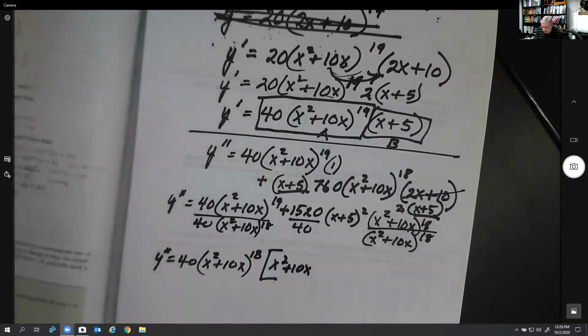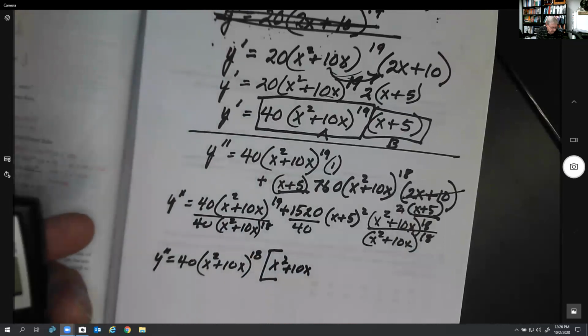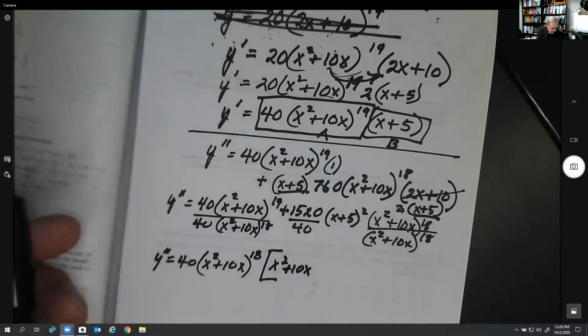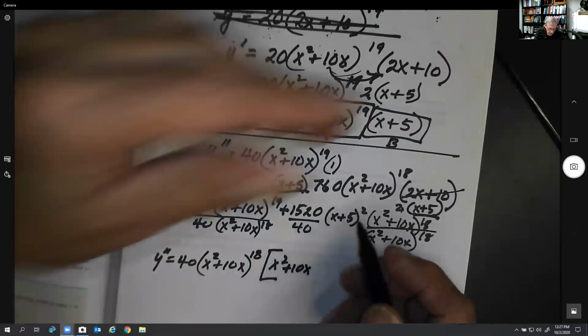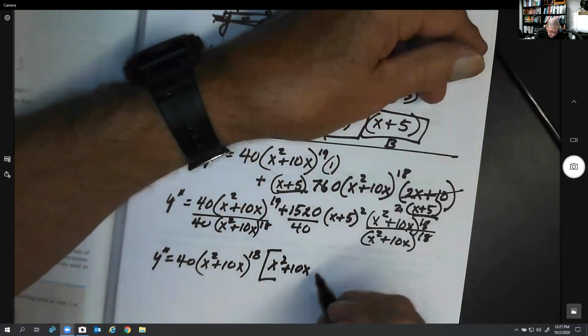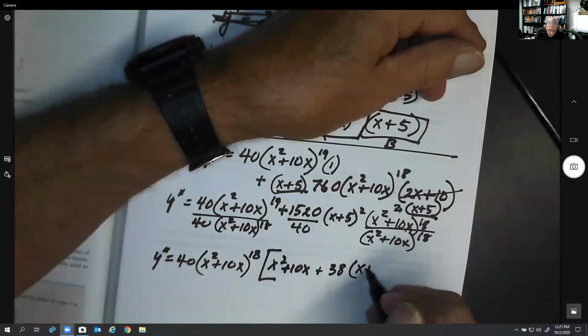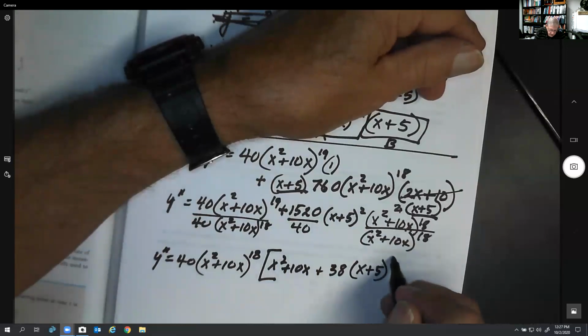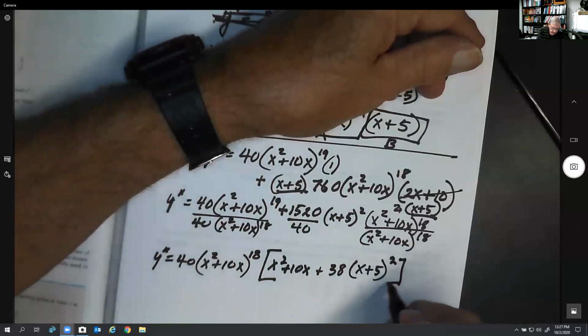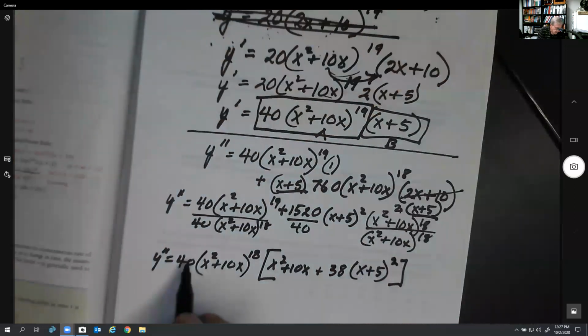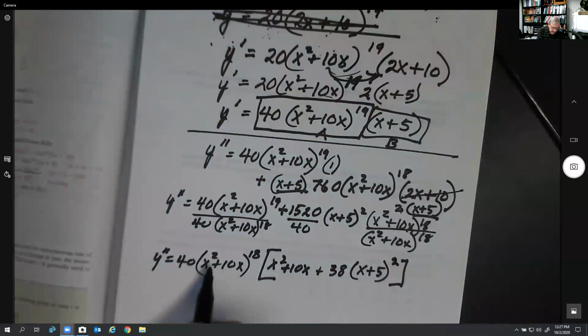Then here I'm going to divide 1520. I think it'll divide by 40. 1520 divided by 40, 38. Okay. 38 times x plus 5 squared. And that's what I get when I factor out the 40 and I take out the x squared plus 10x to the 18th.